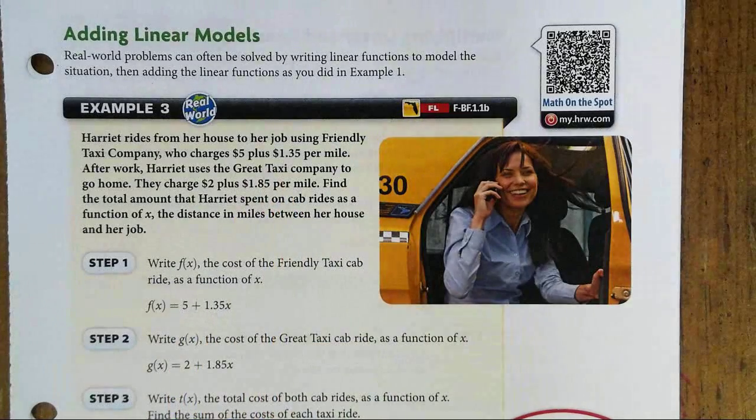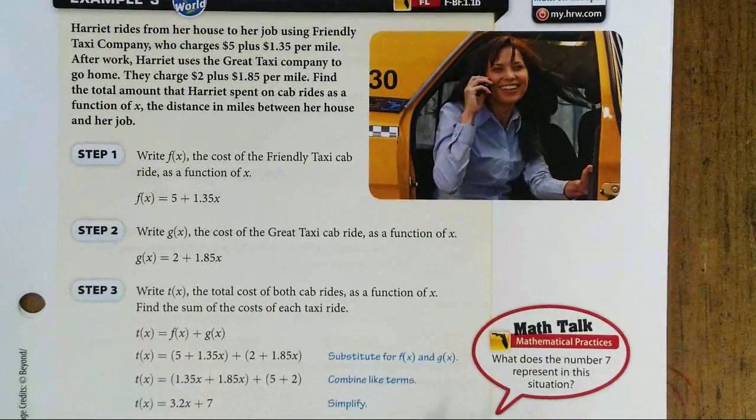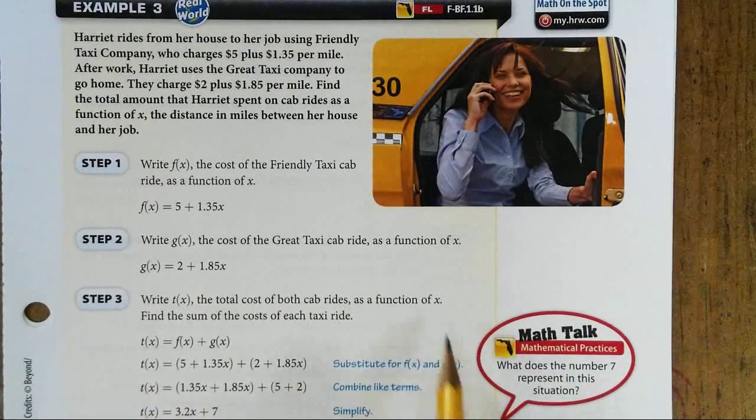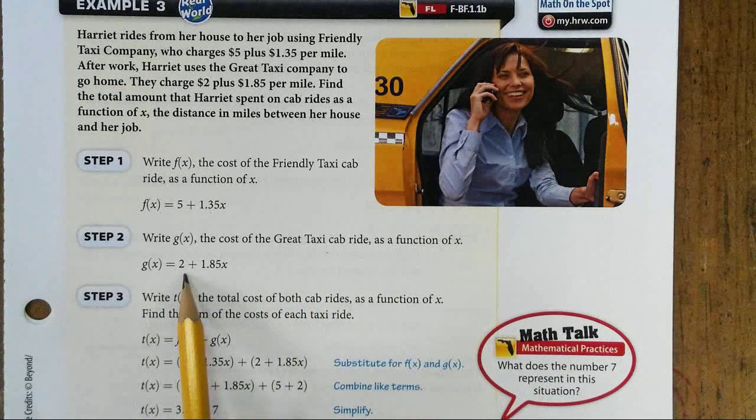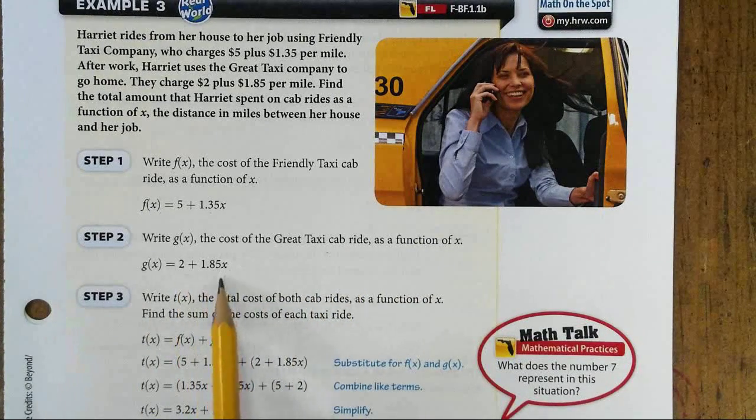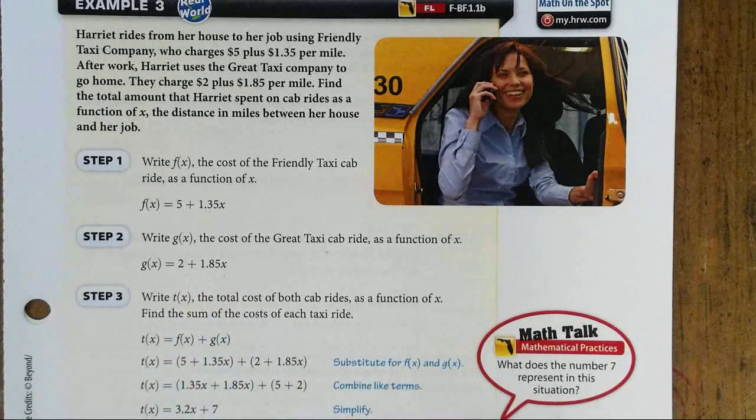So 5 plus 1.35x, and that's your first function, f of x. And then your second function was that Great Taxi cab ride on her way back home. They charged $2 plus $1.85 a mile, and so that's that. And now it says to find the total amount that she spends.